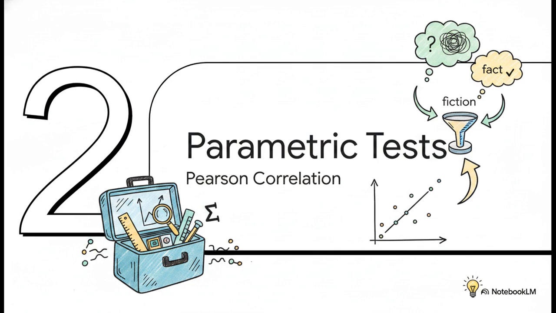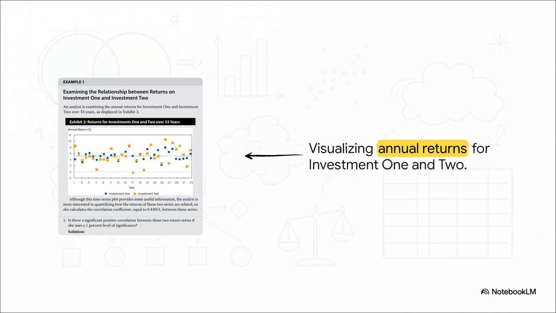That brings us to Section 2, Parametric Tests, specifically the Pearson correlation. To separate fact from fiction, let's open up our toolkit to our very first and honestly most standard analytical tool. When mapping out the annual returns of Investment 1 and Investment 2 over a 33-year period, you might intuitively feel they move together somewhat. But feelings aren't facts, right? We need a formal t-test to mathematically prove that relationship isn't just a visual trick of the eye.